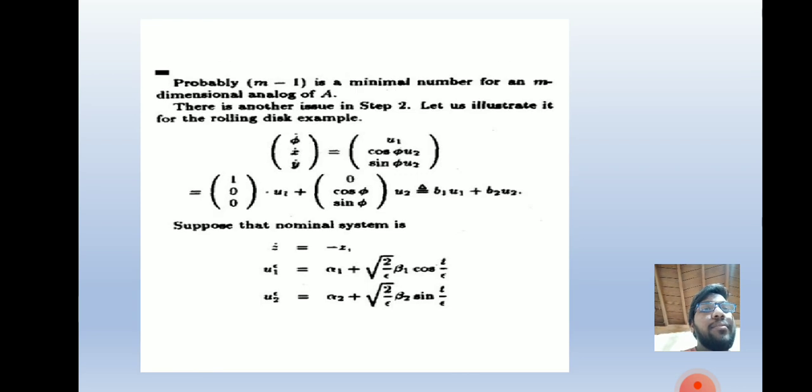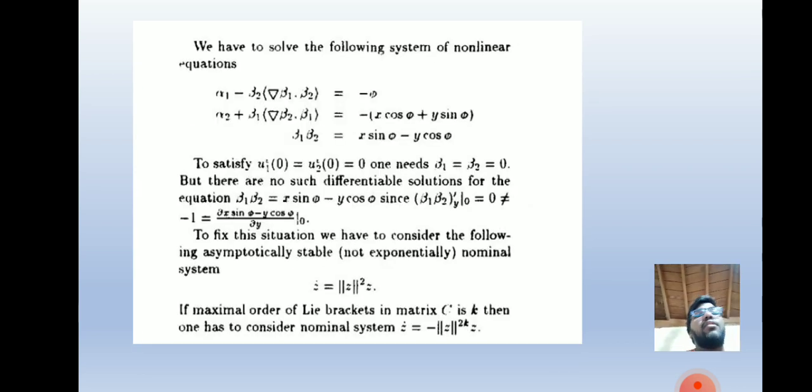Next, we have to solve the following system of nonlinear equations. The first one is alpha 1 minus beta 1 of delta beta 1 into beta 2 is equal to minus phi. Alpha 2 plus beta 1 into delta beta 2 into beta 1 is equal to minus x cos phi plus y sin phi. By solving these two, beta 1 into beta 2 is equal to x sin phi minus y cos phi.